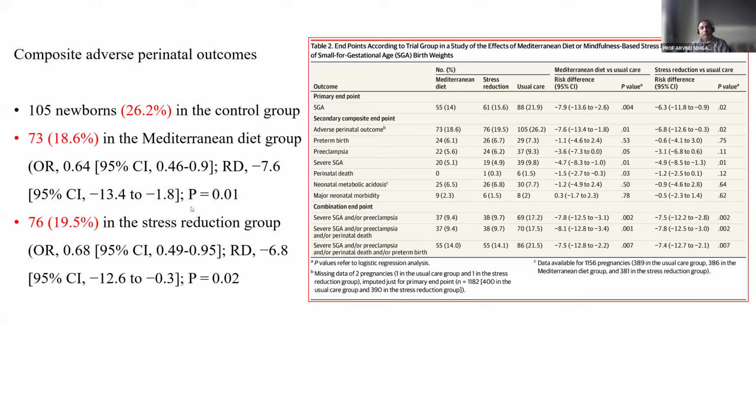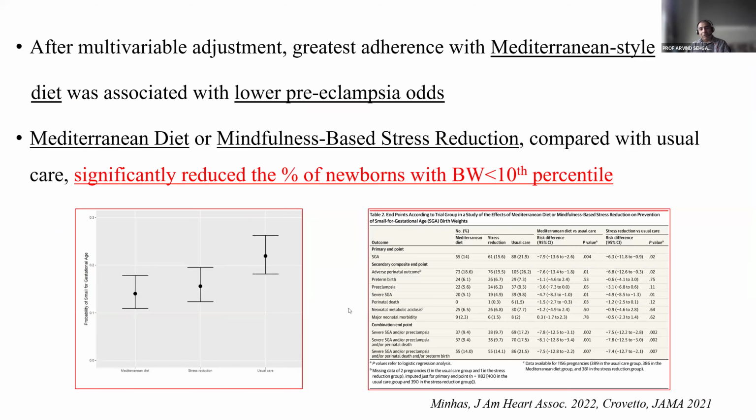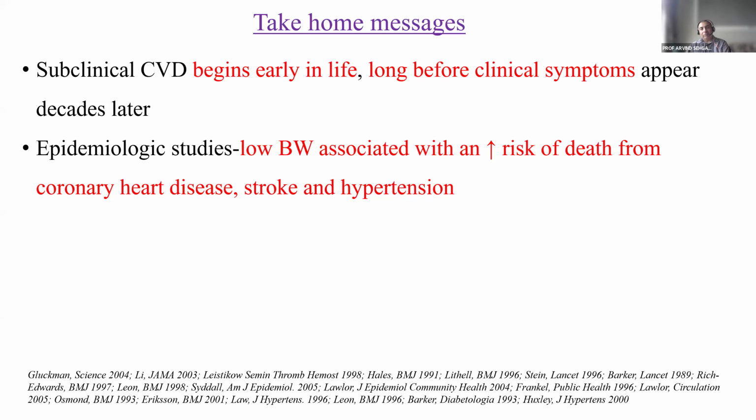Secondary endpoints I spoke about, this is looking at 26.2% of newborns in the control group, 18.6% and 19.5% in the stress reduction group. So very important data which tells you that after multivariate adjustments, the more you adhere to the recommendations of the Mediterranean style diet, the lower the preeclampsia odds. So essentially, these are two interventions which have been shown to significantly reduce the percentage of newborns who are born less than 10th percentile.